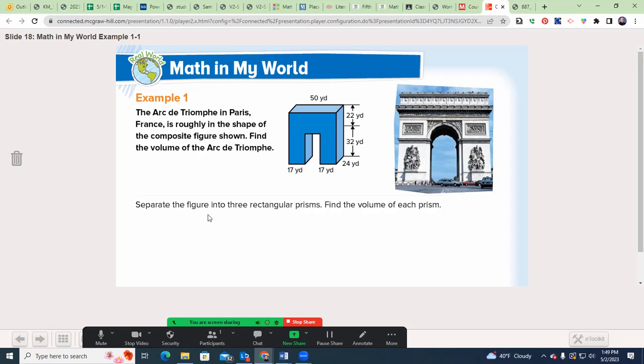Find the volume. So what we have here is going to be 3 different prisms. And we'll break this down as 17 times 32 times 24. We're going to do 2 of those. And then we also have 50 times 24 times 22. And then we'll add them together. You may notice that these two pieces are going to be congruent. So if you find the measure for one, you have found the measure for the other.